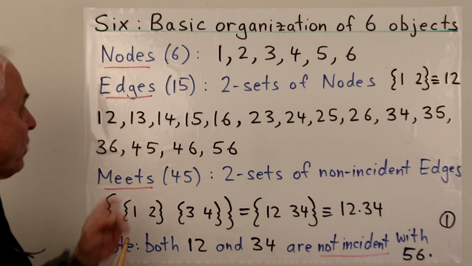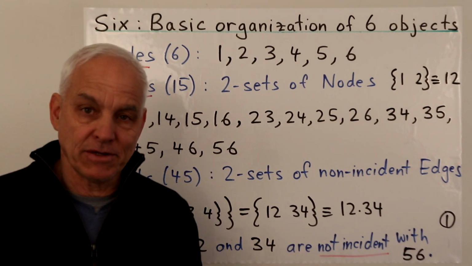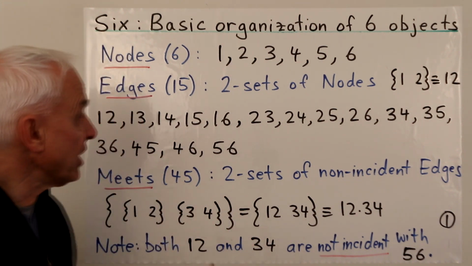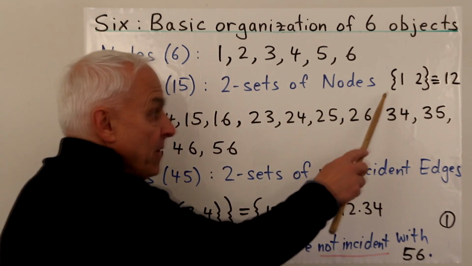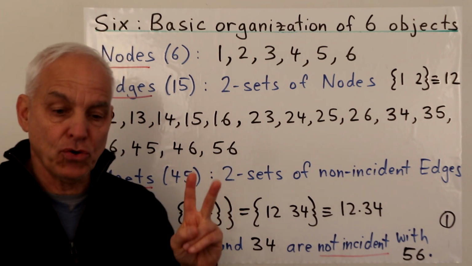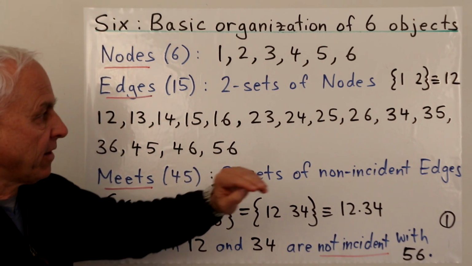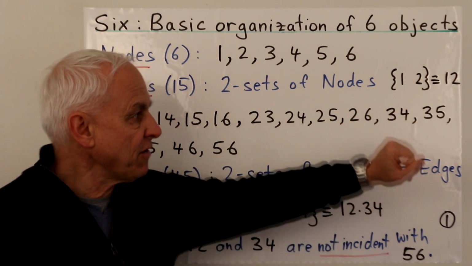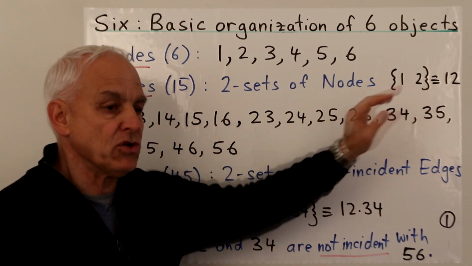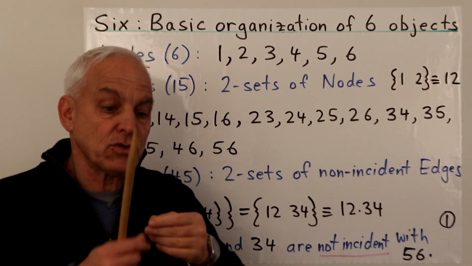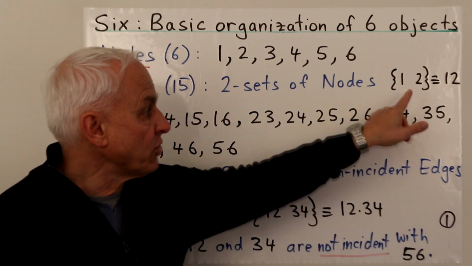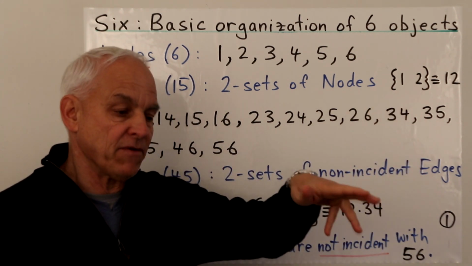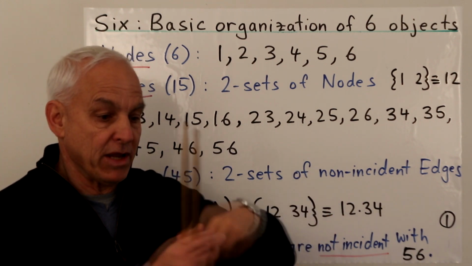From the nodes, we first created edges. What is an edge? An edge is a two-set of nodes. That means it's a set consisting of exactly two nodes. This is using the Wildberger convention for data structures where we do not use commas unless we intend to organize the elements of a data structure. So just having spaces alerts us to the fact that this is an unordered object. We can move these things around.